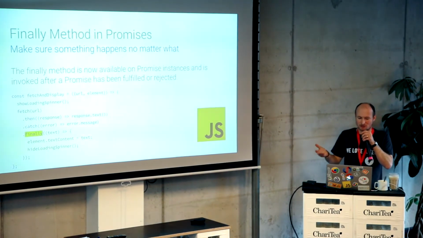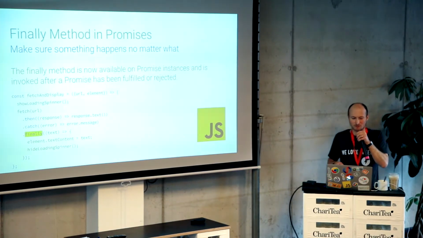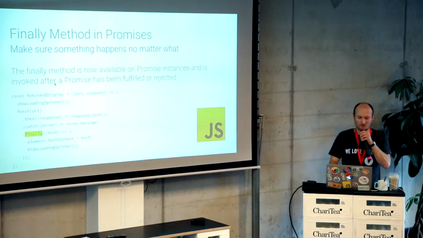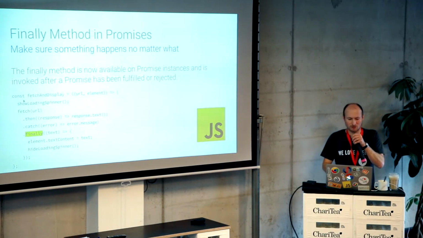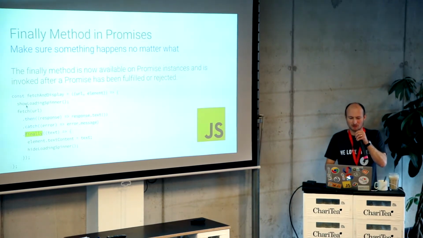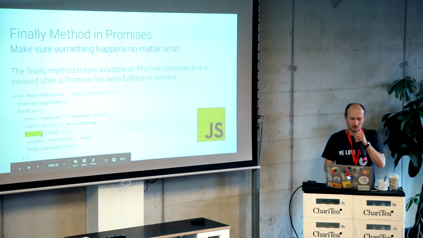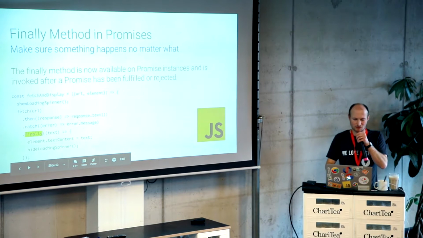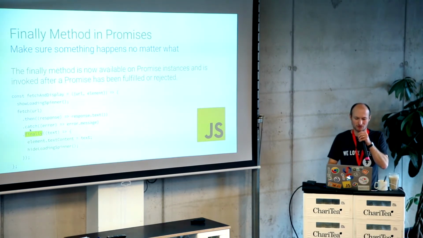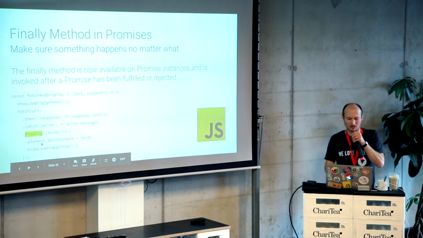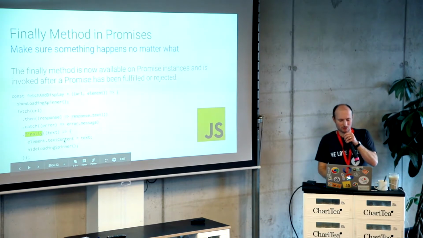Because in many cases, you need to do something in both cases, if the promise fulfills or if the promise rejects. So let's say we have a function that fetches some information from somewhere, so we always want to show the loading spinner. But then, in some cases, the loading may work. In some cases, the loading may not work. So what we can do now is we can say, finally, whatever happens, if the thing fulfills or if the thing rejects, we always want to hide the loading spinner and set the text of the element, whatever it may be, to either the response text or, in this case, the error message.